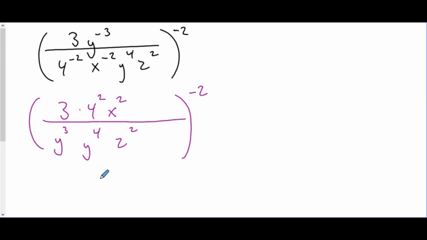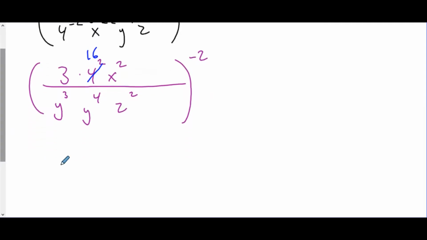Let's simplify that fraction. 4 squared, I know that is 16, so I can go ahead and just multiply 3 times 16 to save myself a step. And 3 times 16 is going to be a 48. That's the only x, so I'll leave that as an x squared. Y cubed times y to the 4th. If I'm going to multiply these two terms, I should add those exponents. 3 y's times 4 more y's is y to the 7th. And then I keep that z.